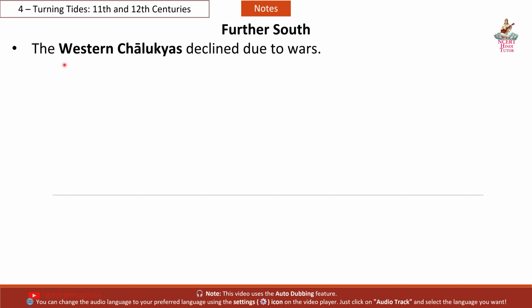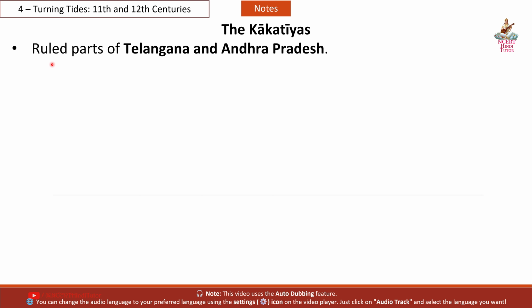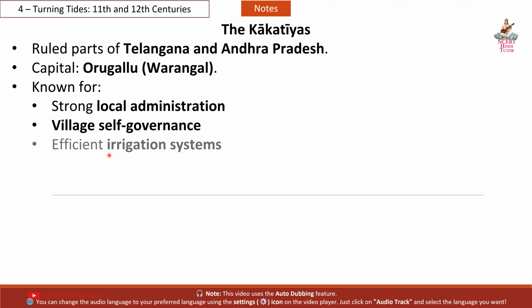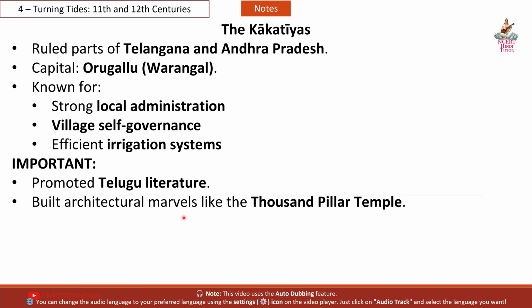Further south, the Western Chalukyas declined due to wars. New powers emerged: Kākatīyas, Hoysalas, Cholas. The Kākatīyas ruled parts of Telangana and Andhra Pradesh. Capital Urugallu, Warangal, known for strong local administration, village self-governance, efficient irrigation systems. Important: promoted Telugu literature, built architectural marvels like the Thousand Pillar Temple.